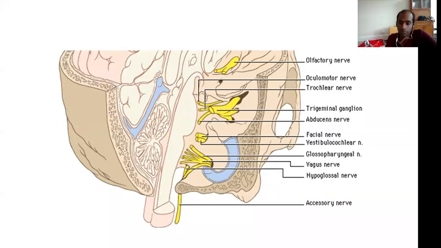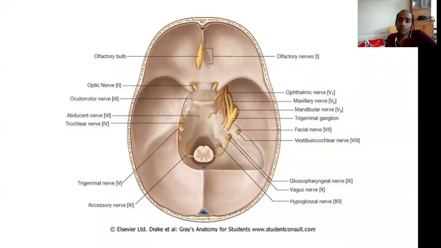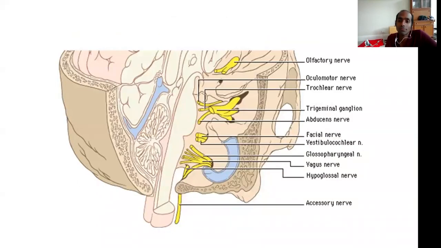Okay, but a lesion anywhere from the medulla to the exit point from the skull can cause lesions of these cranial nerves. By the way, you can start your day with music. Just say, wake me up to Paw Patrol.